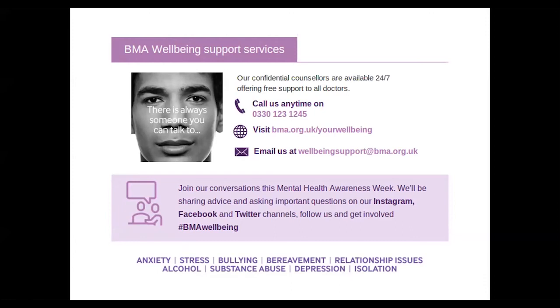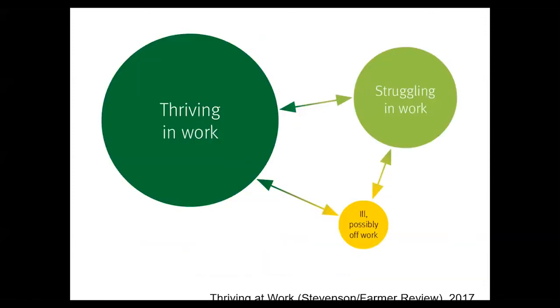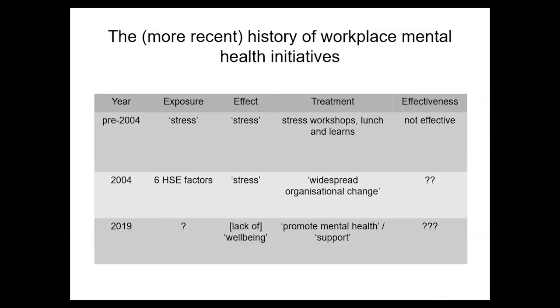And I think that the kind of model of thinking about this is maybe changing a little bit. And here's the Stevenson Farmer Review. If you've had a look at that, you'll see that the concept here is perhaps not to think so cleanly about work on health and health on work, but really to look at it in the round and to be thinking about people moving between one of three groups, either thriving at times, struggling at other times, perhaps being frankly unwell at other times.